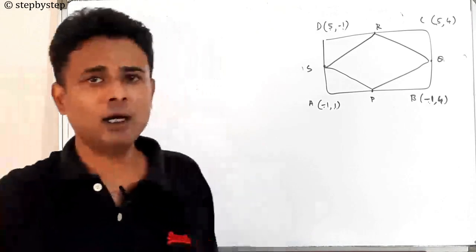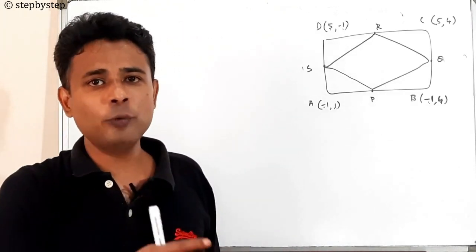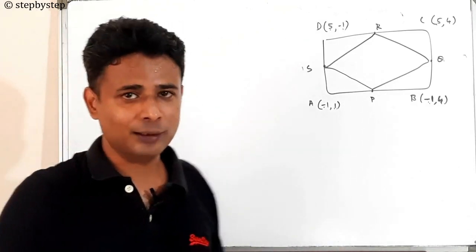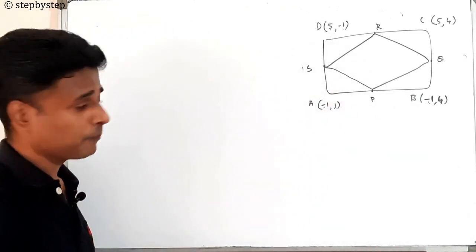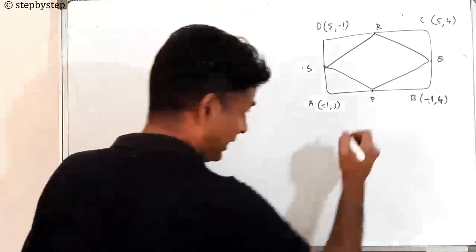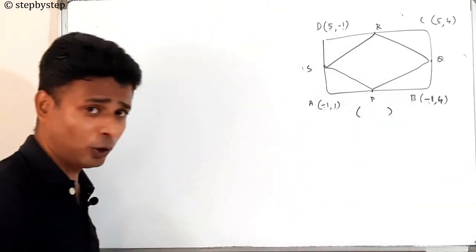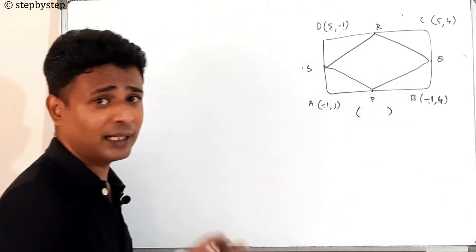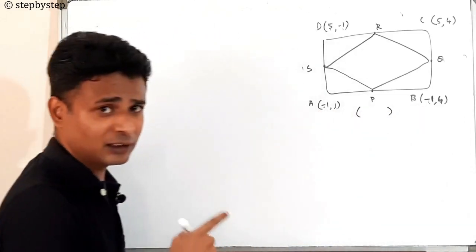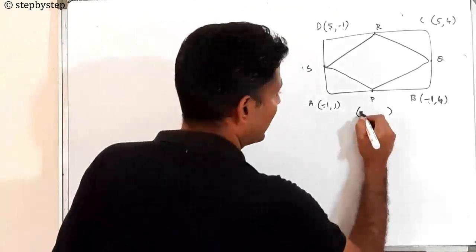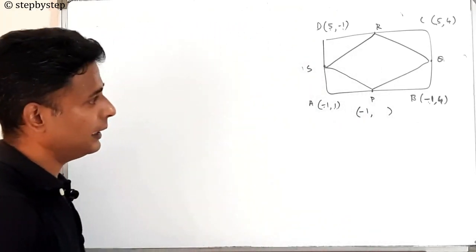Now how do you prove something is a rhombus? By proving that all four sides are equal. Now, before we find that, we have to find the values of P. Since P is a midpoint, it's very easy to find. We can do it orally. Midpoint, what is the x coordinate? x1 plus x2 by 2. So minus 1 plus minus 1, minus 2, minus 2 by 2, minus 1. Right?